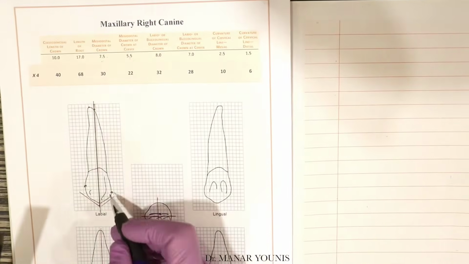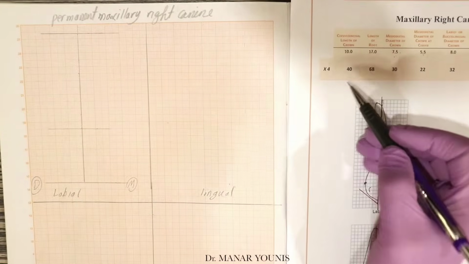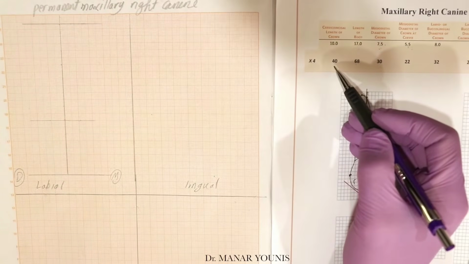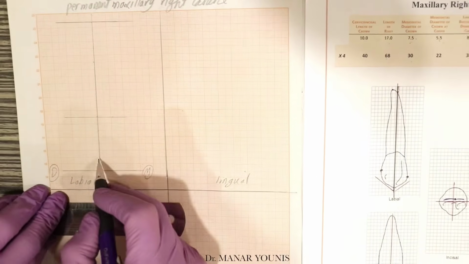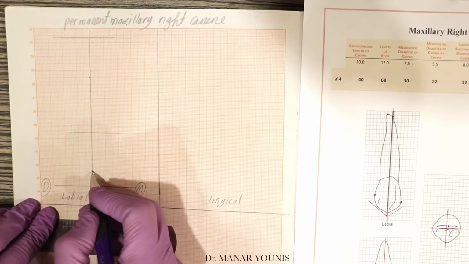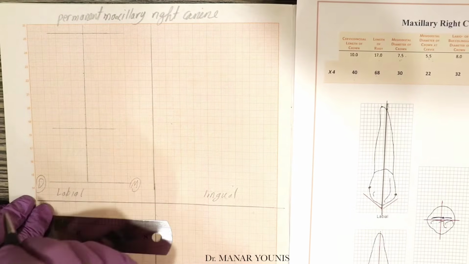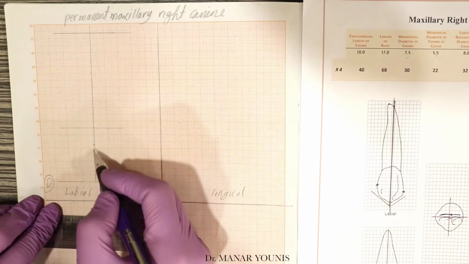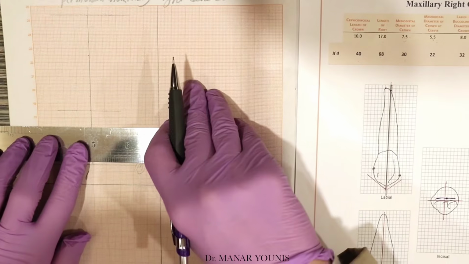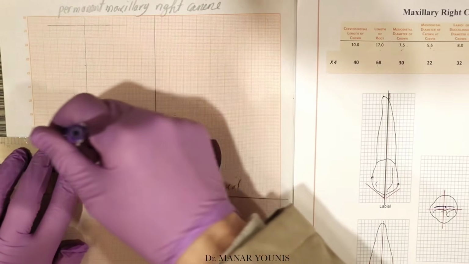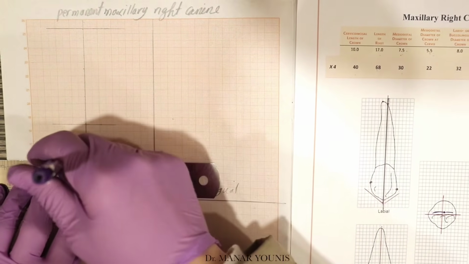To locate the exact position of the contact points, I should divide the crown into 3 equal thirds vertically. So 40 divided by 3 equals 13.3 millimeters. We shall draw 13 millimeters for the incisal third and another 13 millimeters for the cervical third. And the remaining 14 millimeters will be devoted to the middle third.